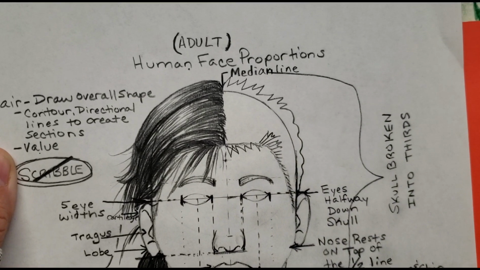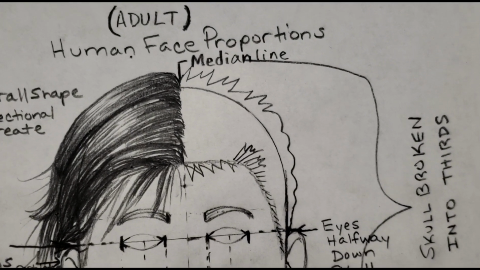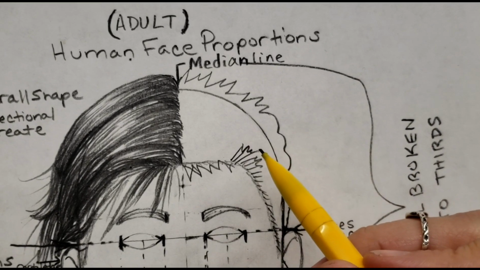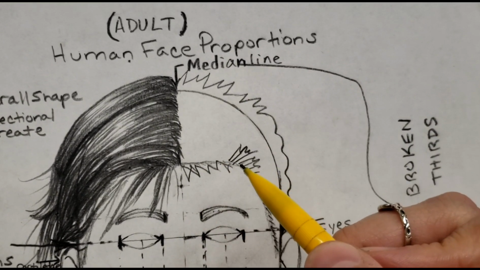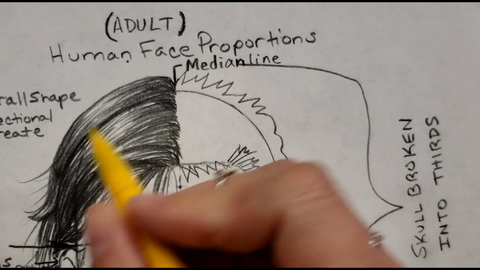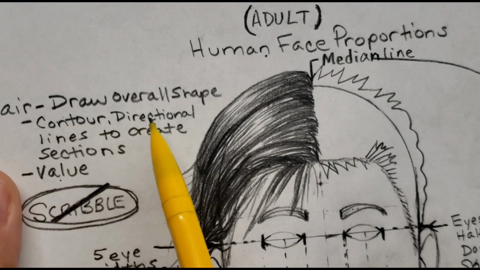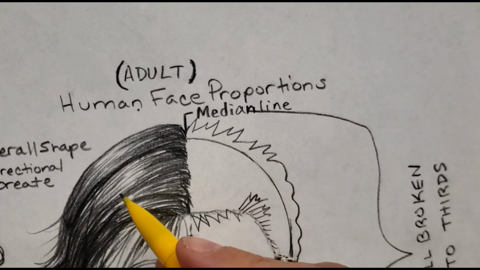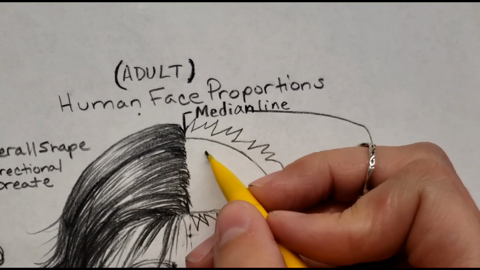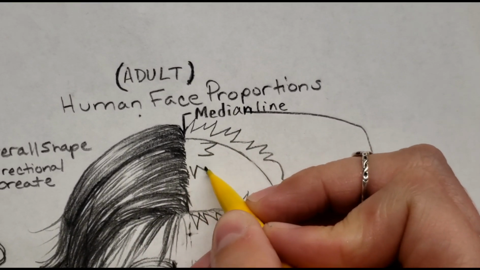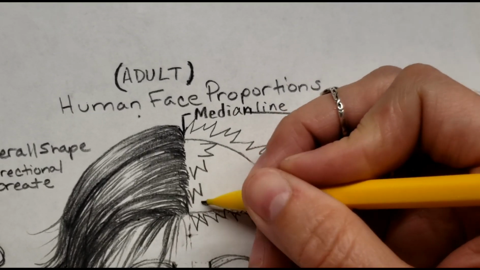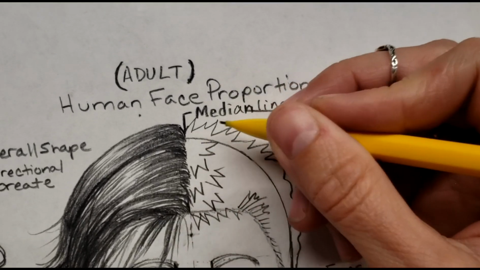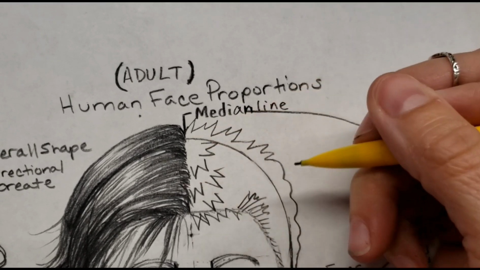I'm going to zoom in a little bit so you can see it closer. Now, if I've got this spiky hair over here, then I might create sections. Remember, next is contour directional lines to create sections. So my little sections are not going to be so long like this side. They're going to be real short, short, short, short, short, like little W's or something, right? Little sections, short little spiky sections that look just like this. And we're going to shade those.